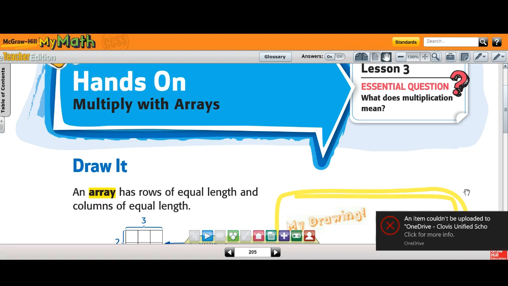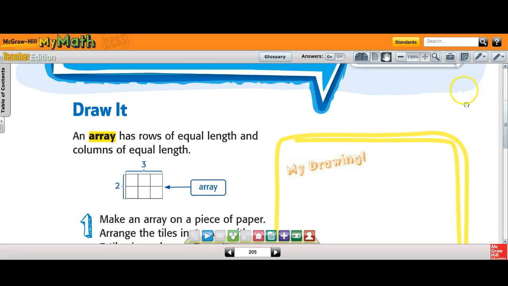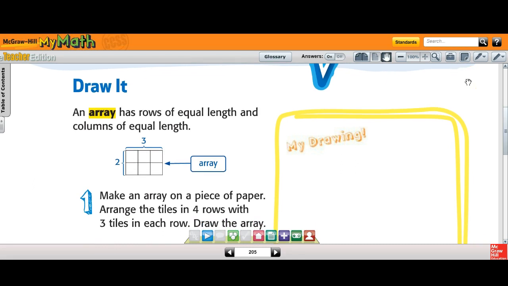Okay, this is chapter 4, lesson 3, okay? We're going to talk about arrays. And yesterday, or the day before, we talked about groups of. Okay, if I have 5 groups of 6, that would be 30. But when it comes to arrays, okay, I'm making rows of equal length and columns of equal length. Here's an example right here that they give you.